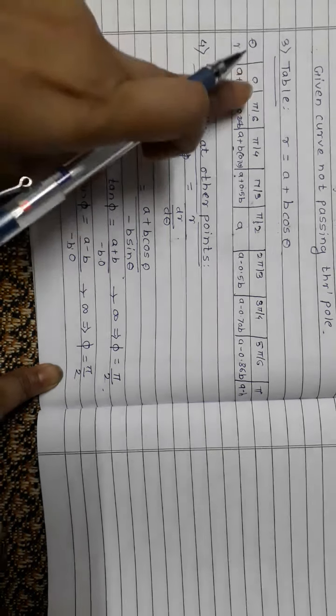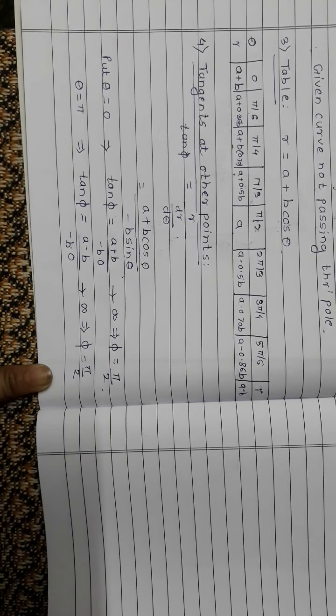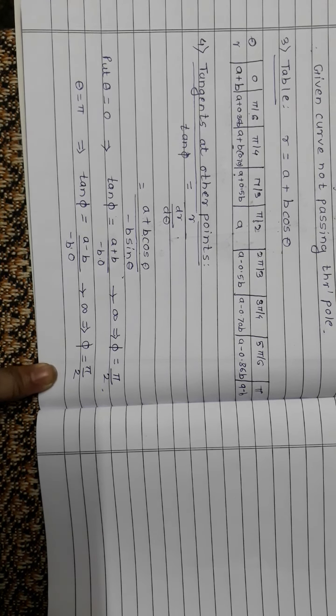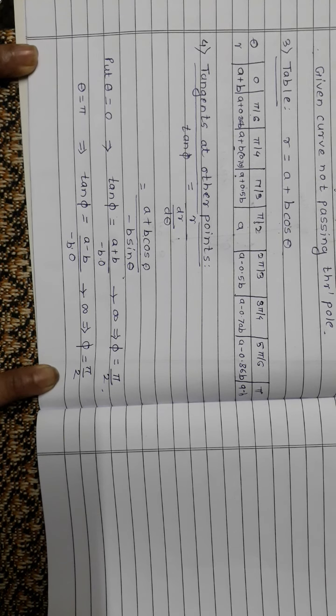And why are we considering only 0 to pi values? Because it is symmetric about the initial line. So that means from pi to 2 pi you can just repeat the curve which you have drawn from 0 to pi, right? So this is with the tangents at other points.